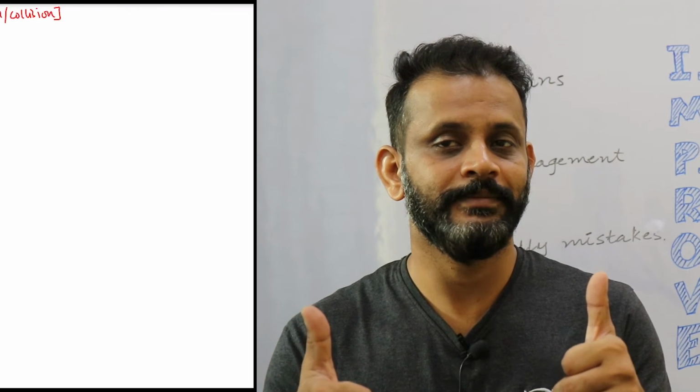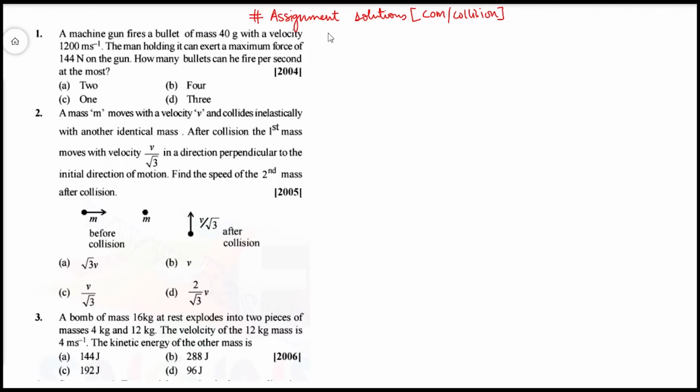Hi, welcome back. And this is the assignment solution video for the Center of Mass and Collision. So let's get started. A machine gun fires a bullet of mass 40 gram with a velocity 12 meter per second. The man holding it can exert a maximum force of 144 on the gun. So how many bullets can you fire per second?